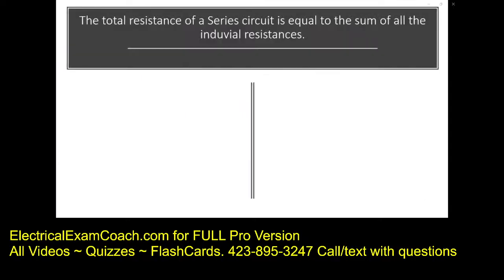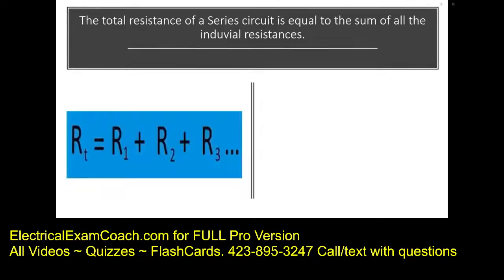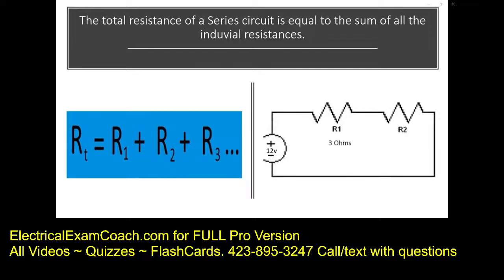The total resistance of a series circuit is equal to the sum of the individual resistances. RT, which just means resistance total, is equal to R1 plus R2 plus R3, and so on and so forth, however many resistors you have. We have a 12-volt battery in this case. We have 3 ohms on R1, 3 ohms on R2. So this is going to give us an RT of 6 ohms. So RT is equal to the total of all the resistors. In this case, R1 is 9 ohms. R2 is 4 ohms. So RT is going to be 13 ohms.